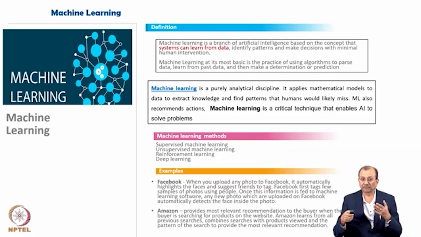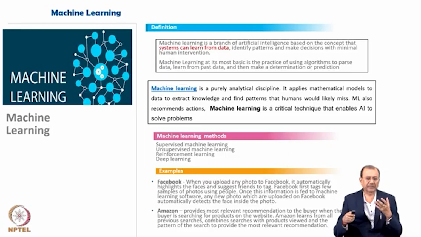The formal definition of machine learning is that it is a purely analytic discipline. It applies mathematical models to data to extract knowledge and find patterns that humans would likely miss. Machine learning recommends action. Machine learning is a critical technique that enables AI to solve problems. It has many applications.